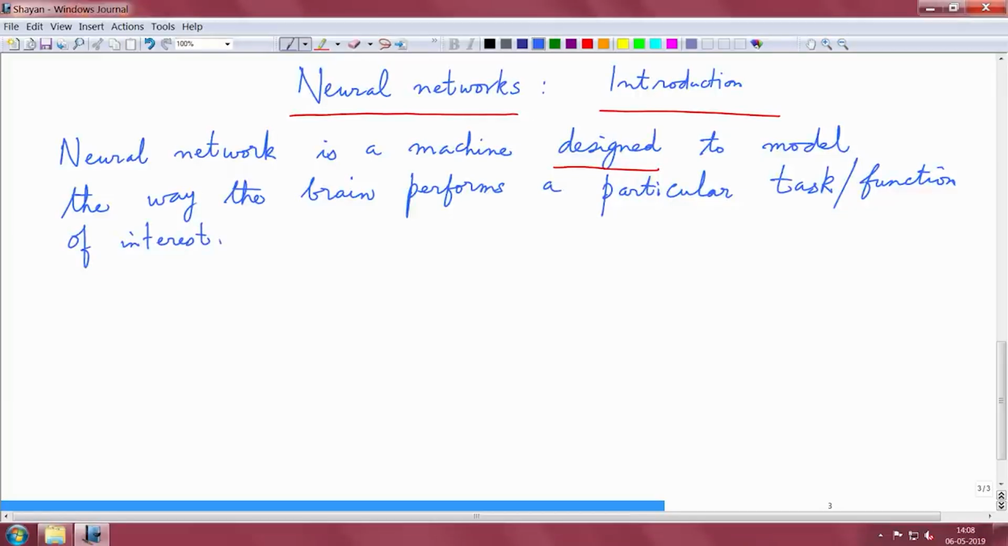So we have seen the motivation to how brain computation happens, and we are interested in building or engineering systems or machines which can work and mimic the brain. So that is our motivation, and a neural network is such a machine designed to model the way the brain performs a particular task. So our focus through this course would be on learning.